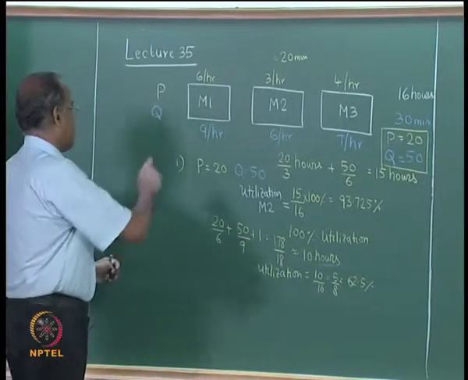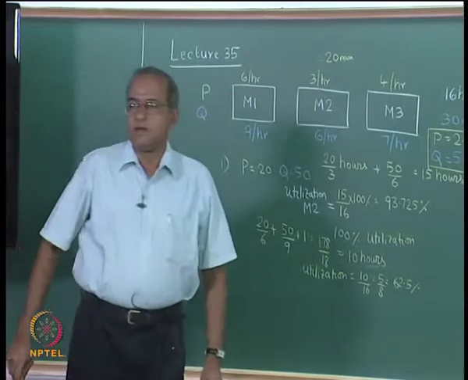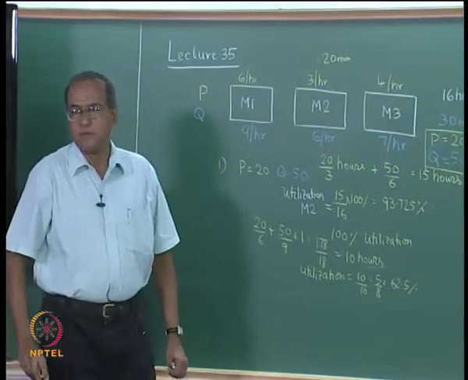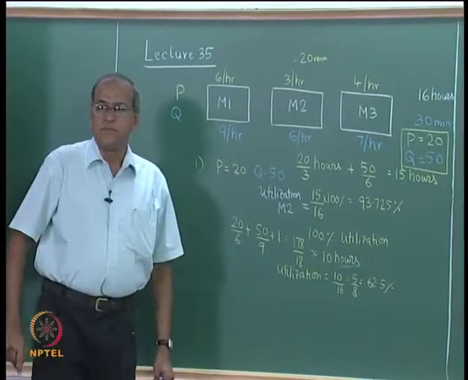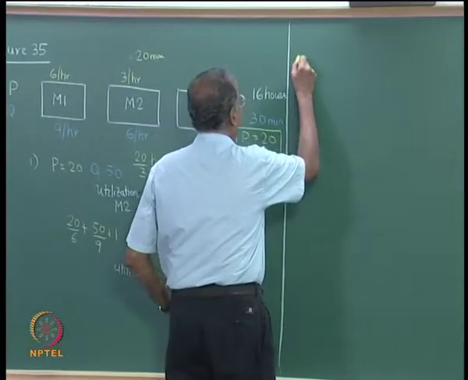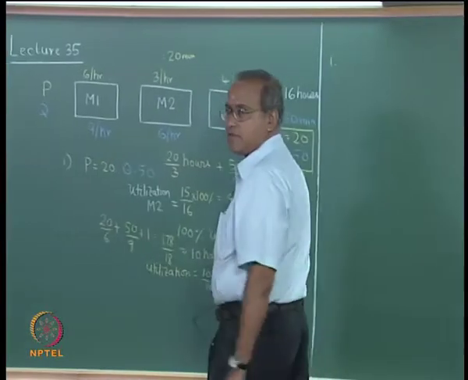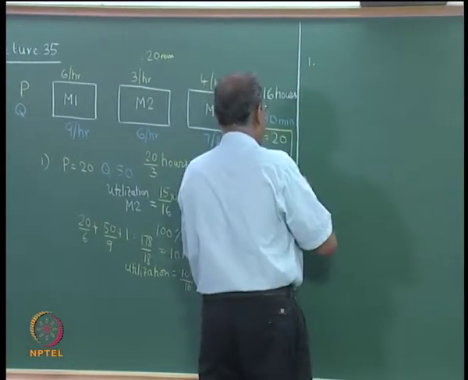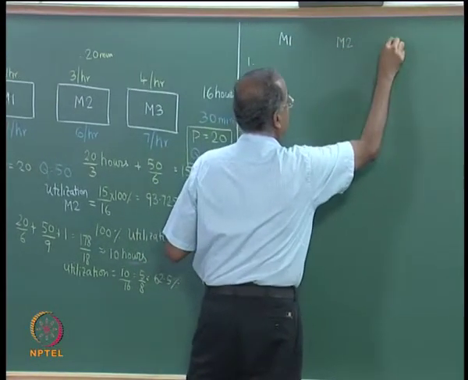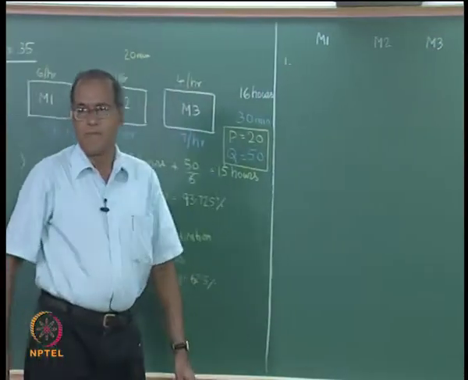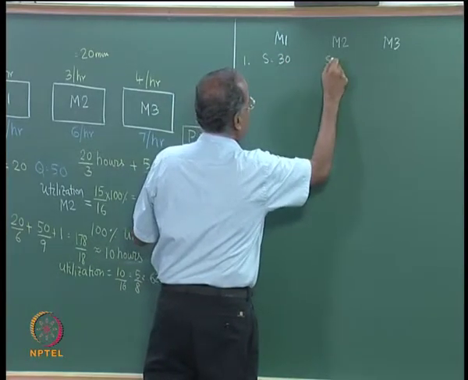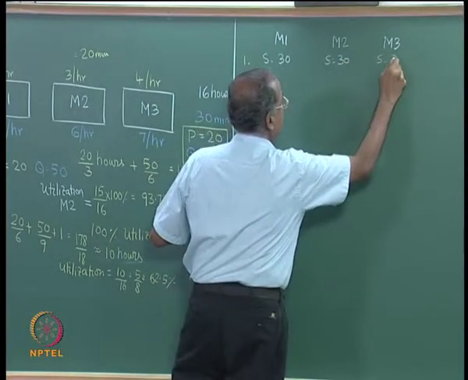So, now if we start at time equal to 0, and we assume that the sequence is M1 followed by M2 followed by M3, we have to make some simple assumptions. 1, we will assume that all the 3 machines are set up at time equal to 0. So, this will be M1, this will be M2, this will be M3. So, first 30 minutes we will have setup equal to 30 minutes, setup equal to 30 minutes, setup equal to 30 minutes.